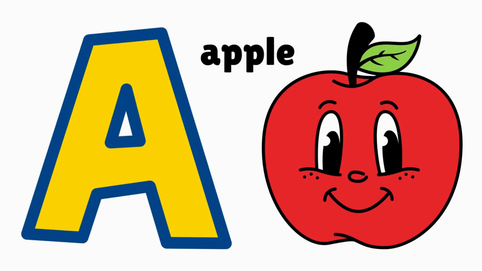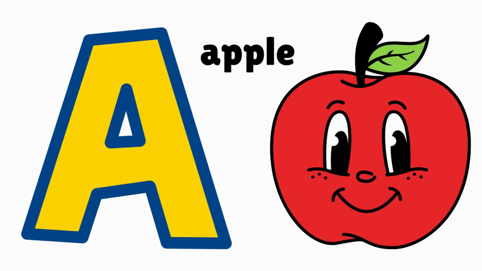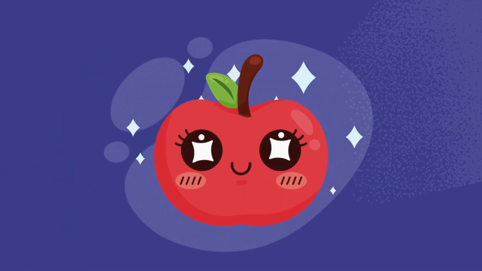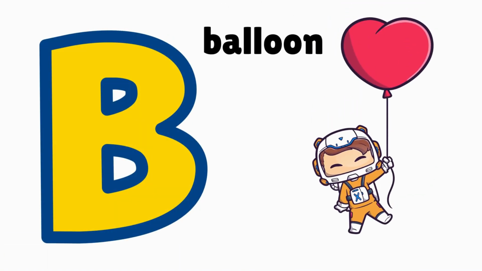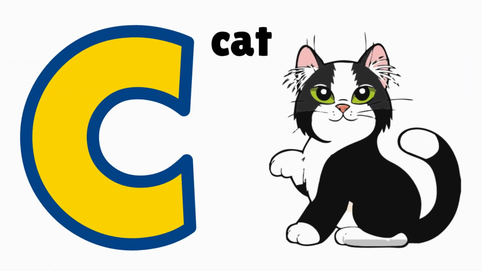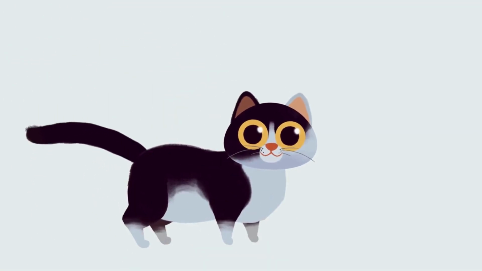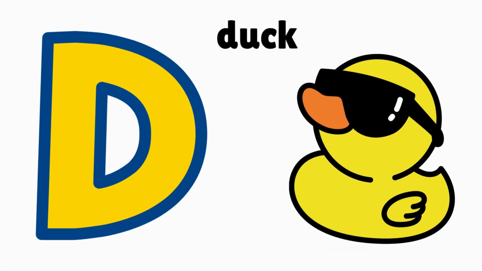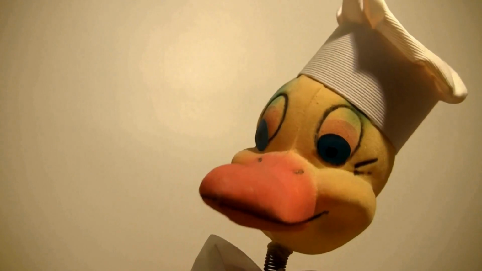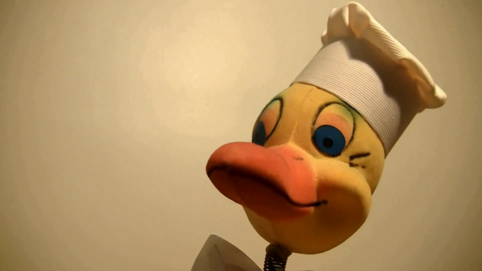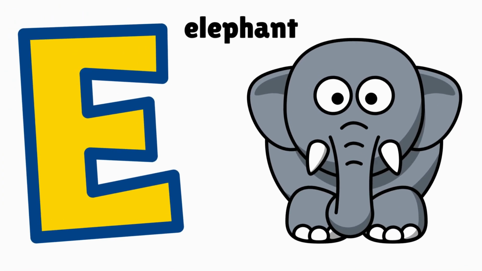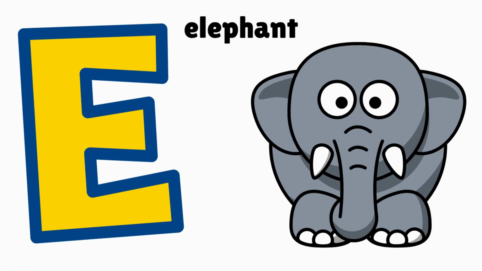A is for apple, apple. B is for balloon, balloon. C is for cat, cat. D is for duck, duck. E is for elephant, elephant.